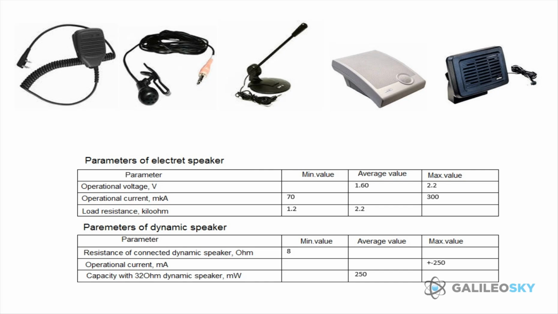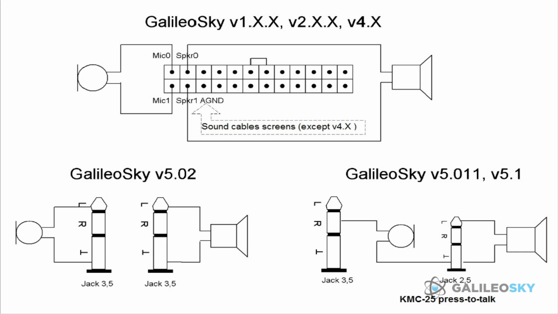Terminal sound functions enable two-way voice GSM communication of driver and dispatcher. Electrode speakers and dynamic speakers with the following features can be used. Connection of sound equipment depends on terminal version.